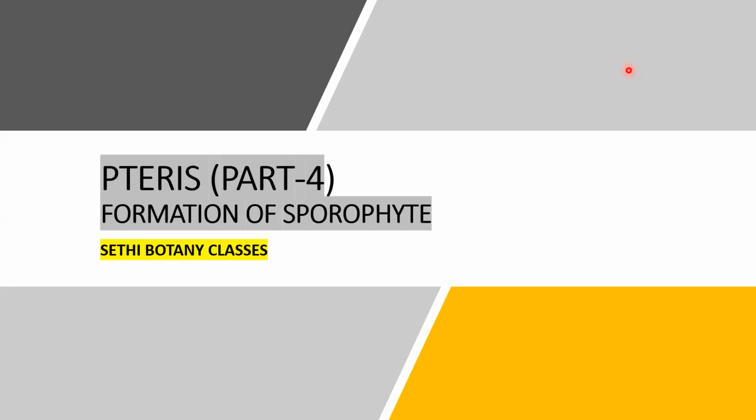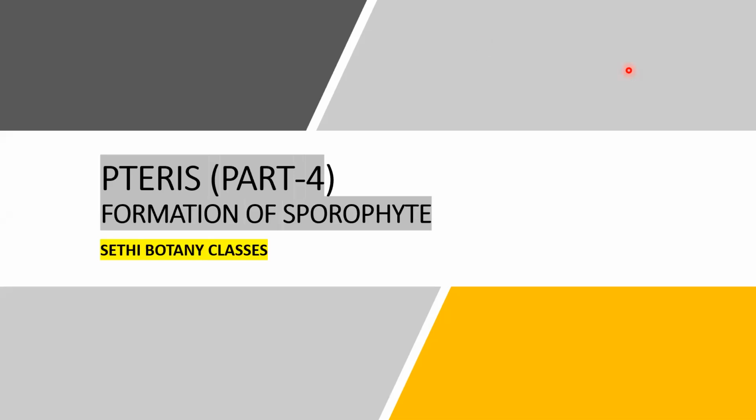This is video 4 of the Pteris plant. In the first video, we discussed the morphology of Pteris. The main plant body in Pteris is called the sporophyte. In the second video, we discussed how Pteris reproduces by the formation of sori, and a sorus is a group of sporangia, and how sporangia dehisce open to liberate the spores.